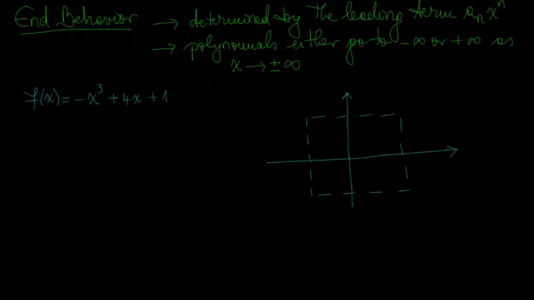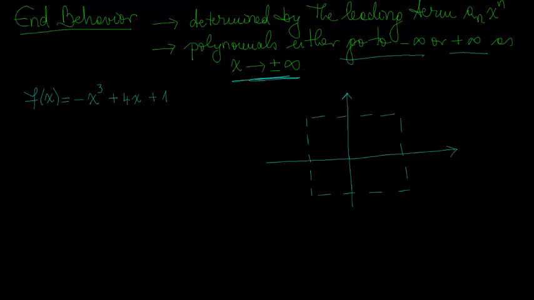We are very interested in the end behavior of a polynomial, namely we're interested, as x increases towards plus or minus infinity, in what happens with the function values. And it turns out that polynomials will either go to negative infinity or to positive infinity, so they have a rather predictable behavior. That behavior is relatively easy to determine simply by looking at the leading term.